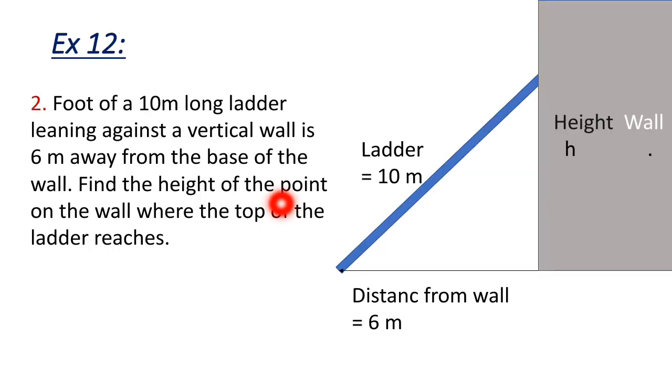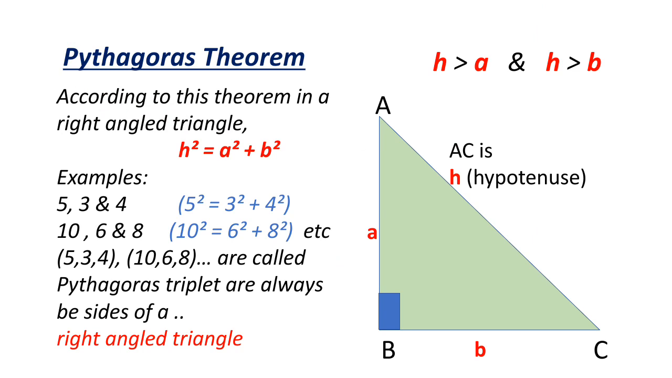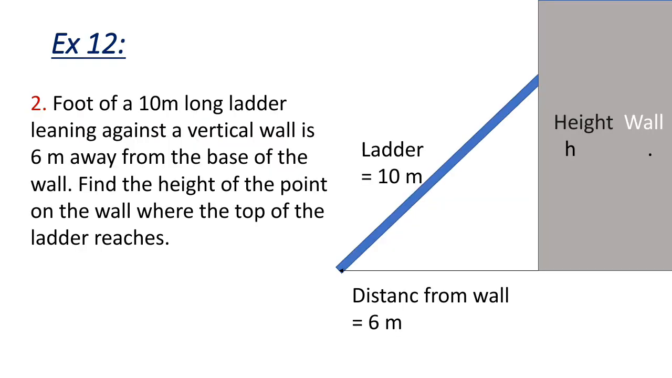Now see, we will go to exercise 12. The first question you can solve, because it is based on the Pythagoras triplet. You have to find out whether it is a right angle triangle or not by satisfying this relation. So you can easily solve question number 1. Question number 2 is also easy, but the explanation is done here.